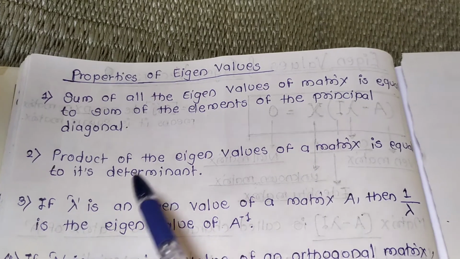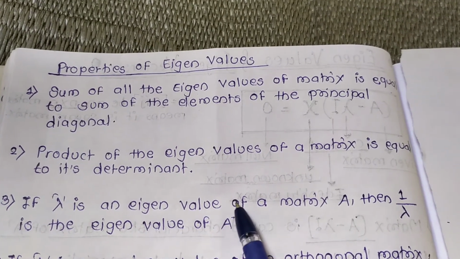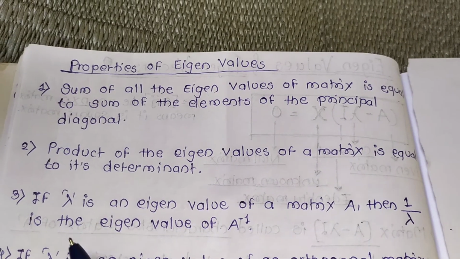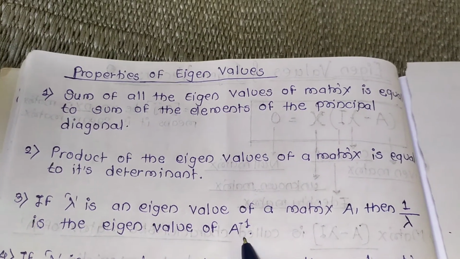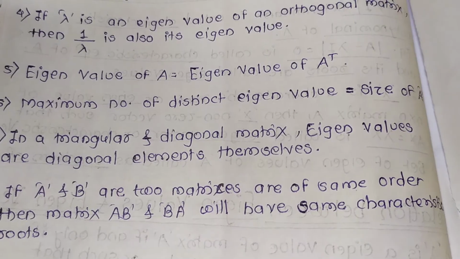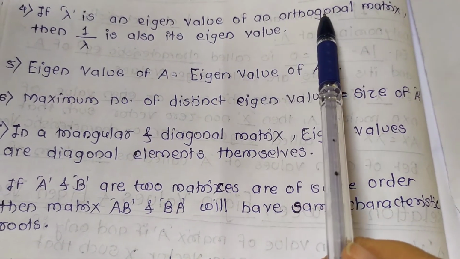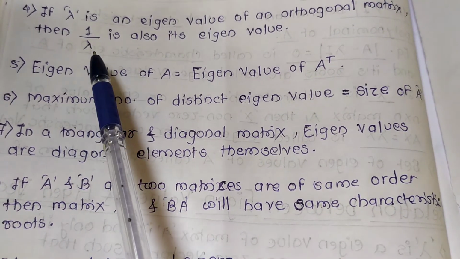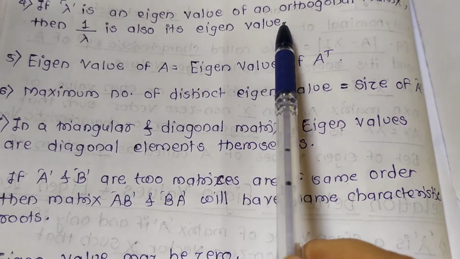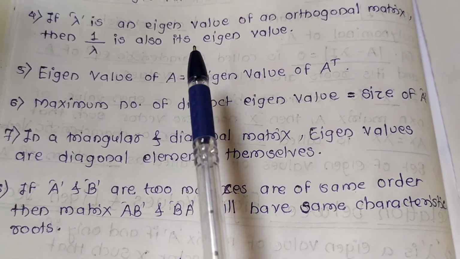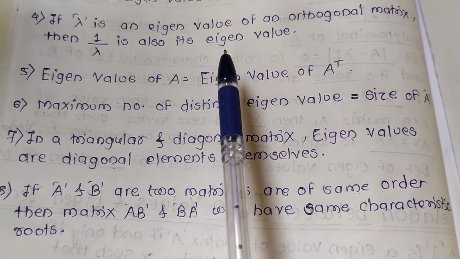If lambda is an eigenvalue of a matrix A, then 1 by lambda is an eigenvalue of A inverse. If lambda is an eigenvalue of an orthogonal matrix, then 1 by lambda is also its eigenvalue. We have to read it only. When we solve the problems, it will be understandable.